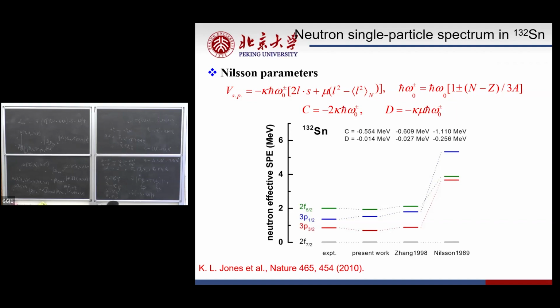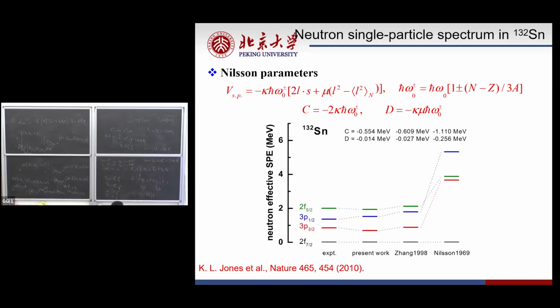So you will see that, for Sn-132, this is the experimental value, this is our present work, a refitting of the new Nilsson parameters, and this is the traditional Nilsson parameters. So this figure simply tells us that when you are talking about the magic number far away from the stability line, it's better to trust this relativistic approach, right?